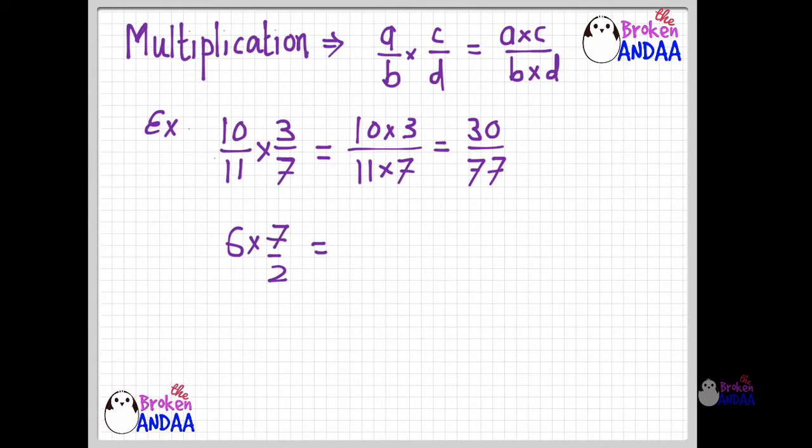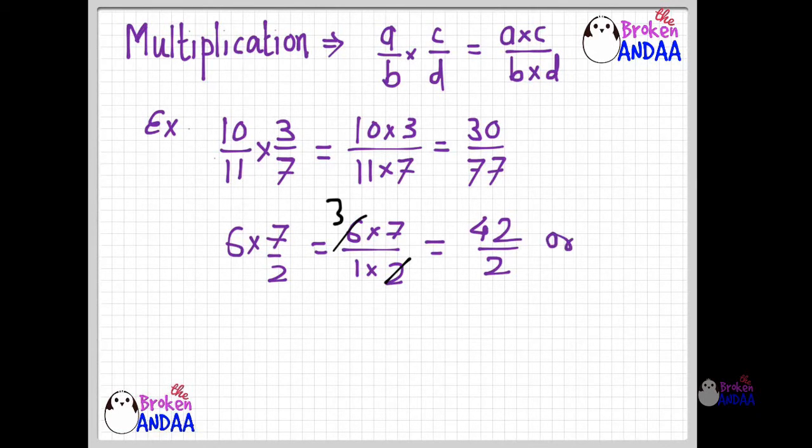Now if we want to multiply 6 by 7 by 2, actually 6 is 6 by 1, right? So it will be 6 into 7 upon 1 into 2, and that can be written as 42 by 2, which is equal to 21. But we can also do one thing. We can divide here. So 6 by 2 can be 3. So 3 7s are 21. So the answer is 21 by 1. Obviously both ways, 42 by 2 is equal to 21.